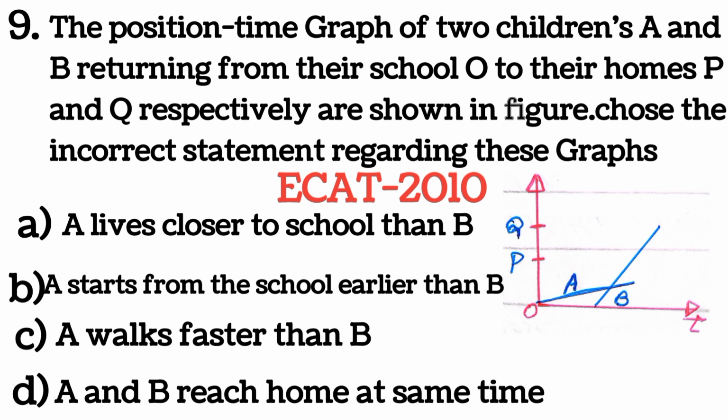If we observe the graph, the slope of the graph represents the speed of the child, as the slope of the graph for child A is smaller than the slope of the graph for child B. Hence, the speed of child A is smaller than B. The wrong option is C, A walks faster than B.